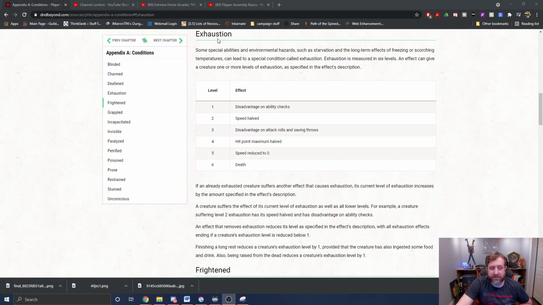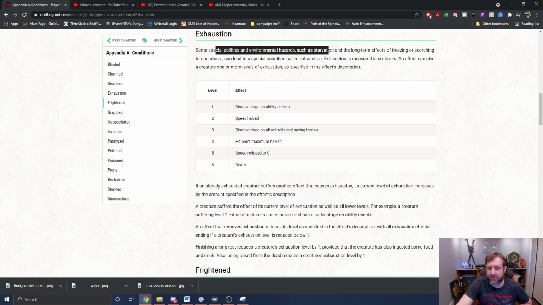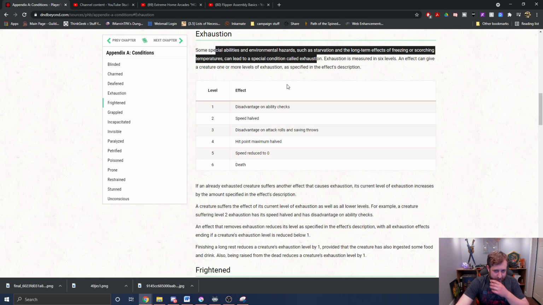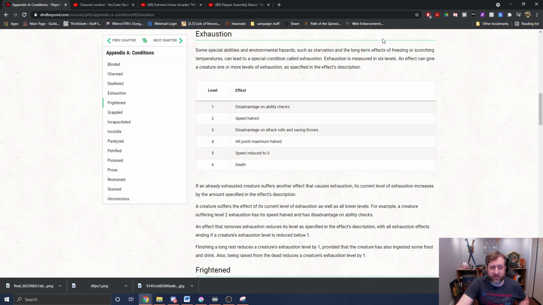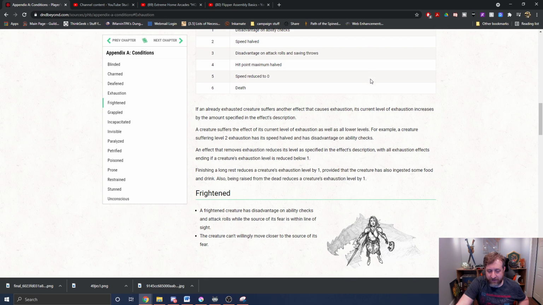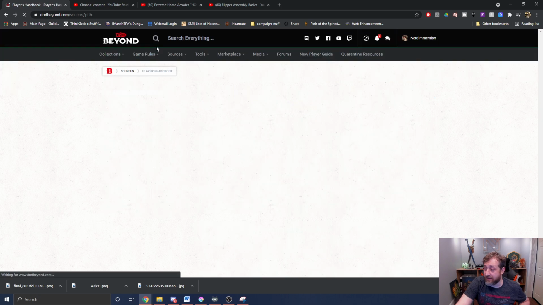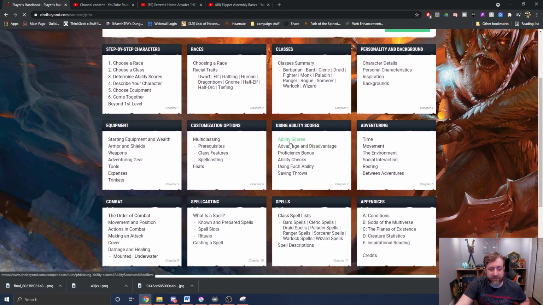It just tells you that certain things can cause exhaustion. Starvation might cause exhaustion, being exposed to freezing or scorching temperatures, but none of it actually states, if I'm looking at it right here, right? Some special abilities, environmental hazards such as starvation, long-term effects of freezing or scorching temperatures can lead to a special condition called exhaustion. Certain effects of creatures can also do that, but nowhere does it state that you are given a level of exhaustion when you take a long rest, or when you miss a long rest, rather.